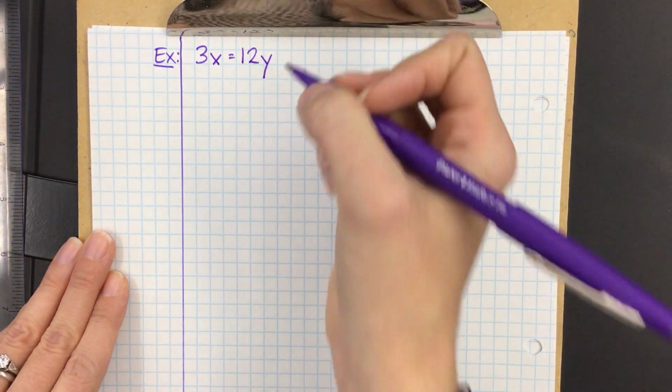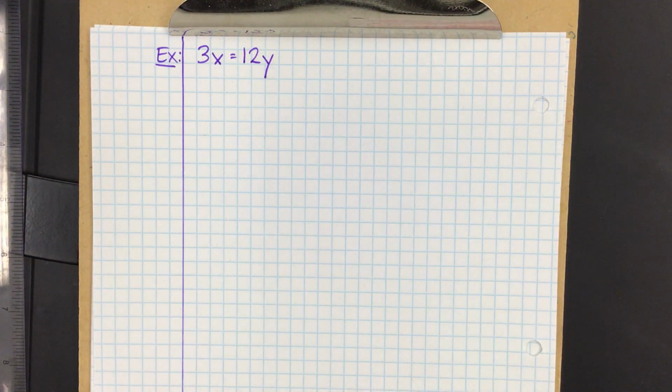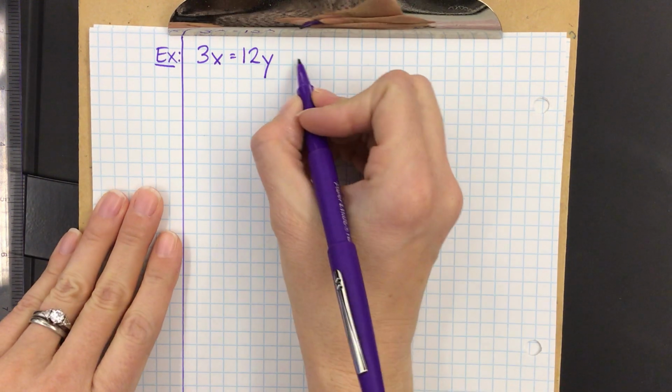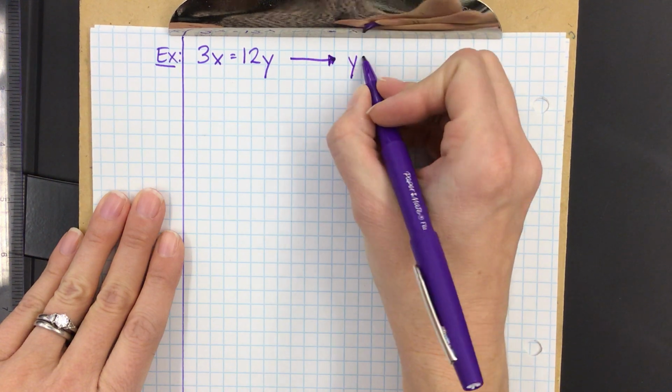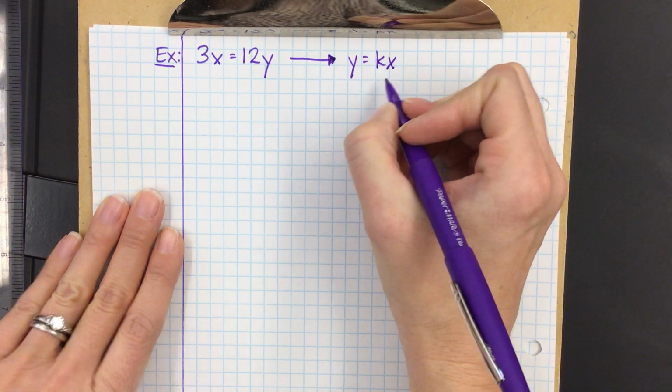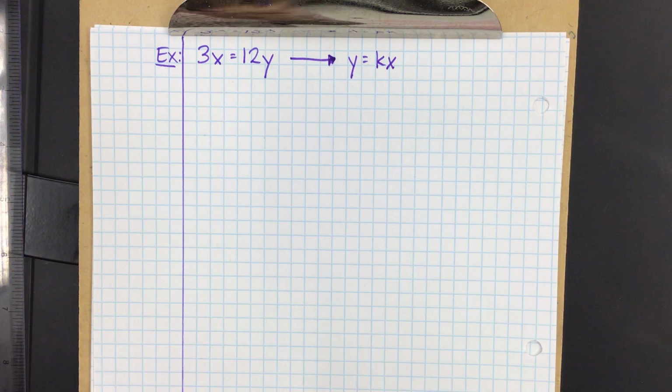Okay, you are going to be given linear equations that look like this, and they're going to ask you what the constant of proportionality is. Okay, but it's kind of hard to see when it's in this form. So what we're going to do is take this equation and try to get it into this form: y is equal to kx. So we can actually see that constant of proportionality.